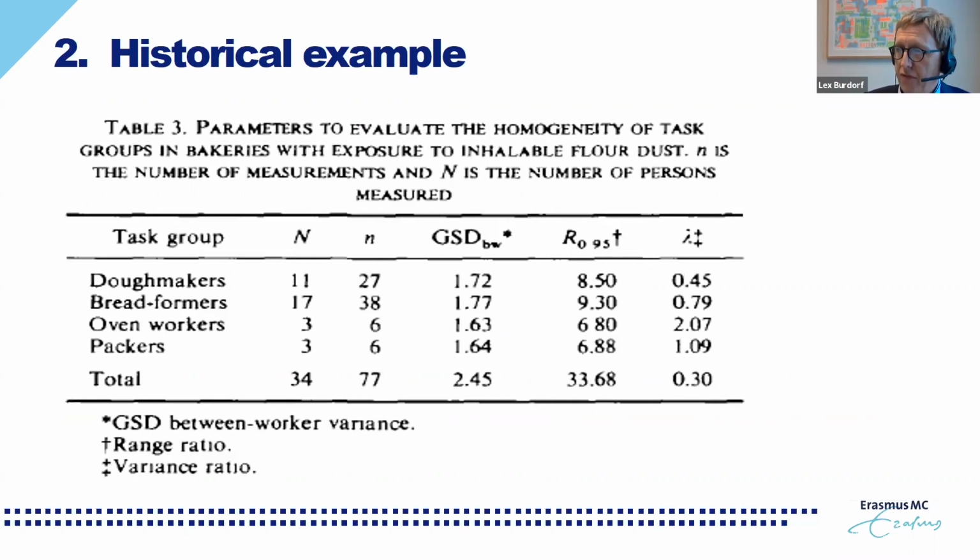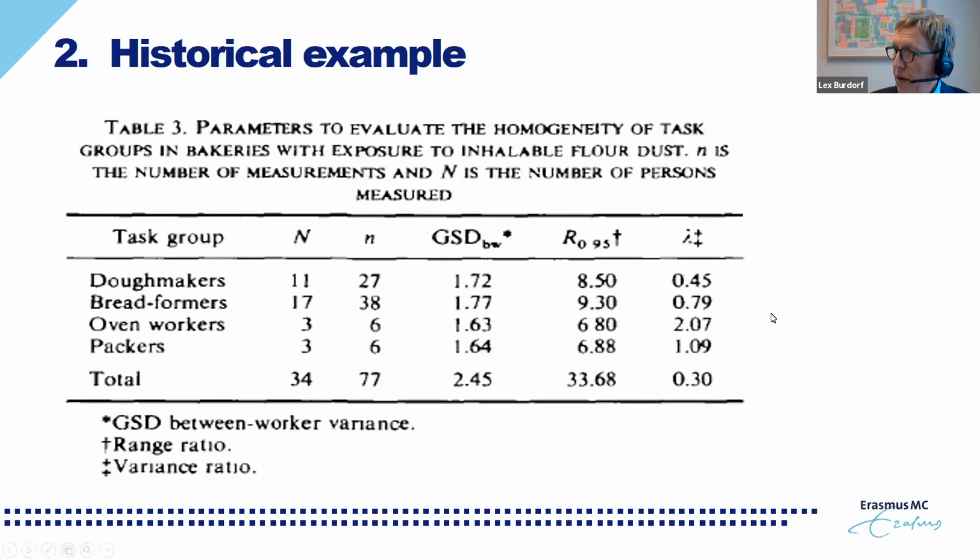So now I have the 4 task groups. I have a limited number of measurements. I calculate the geometric standard deviation of the between worker. So here I'm comparing the variance between workers. And you see, for the dough makers, the highest versus the lowest exposed worker is an 8.5-fold difference. And that's not much in occupational hygiene. We often see much higher ratios.